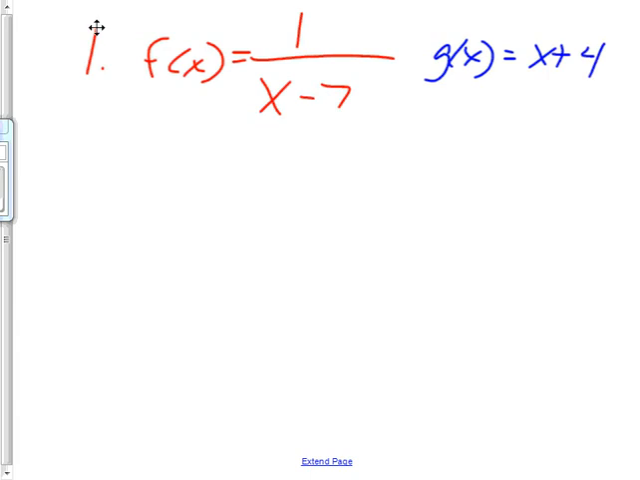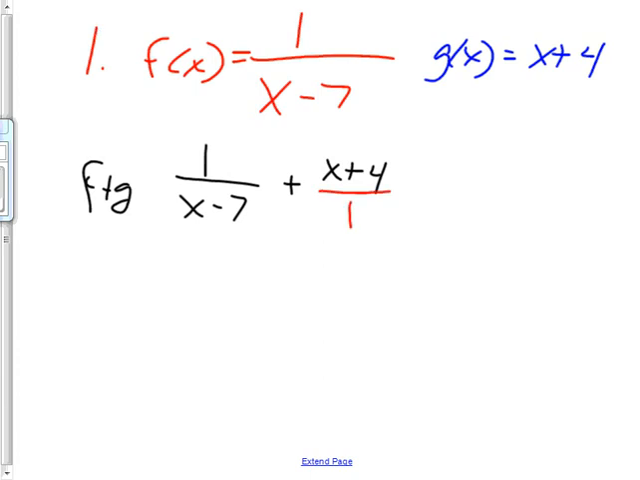So now, the adding part, believe it or not, is kind of a hard part. F plus g. Here's how I do it. I have to add 1 over x minus 7 to x plus 4. That doesn't seem that hard, but the problem is you can't add fractions unless they have a common denominator. So I've got to get you good at a few basics here, like adding things that don't have a common denominator. So I'm going to put this over 1.